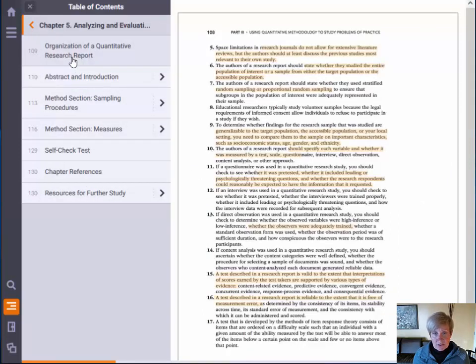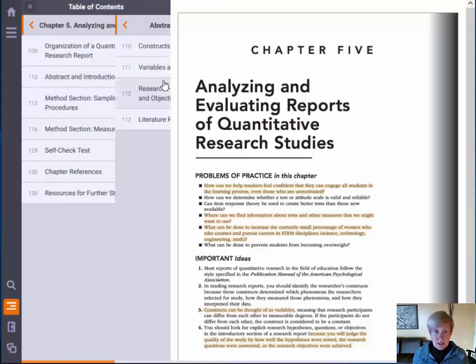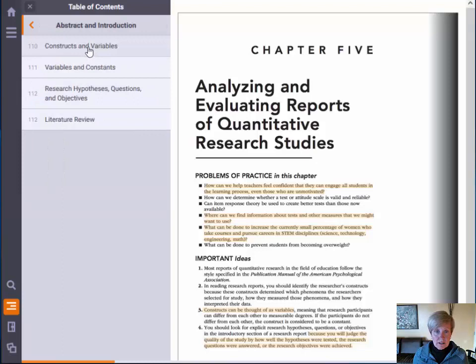You're looking at first the organization of a research report, then talks about what an abstract and an introduction are, and I'm pretty convinced that you'll know what those are by now. You've seen this, you've assigned these yourselves, you have enough experience with your undergraduate to maybe understand what the abstract and introduction is, and this is in the area where they talk about what the constructs and the variables are, what constants are related to variables, again a review, and we will continue to talk about hypotheses, questions, and objectives, and then a literature review.